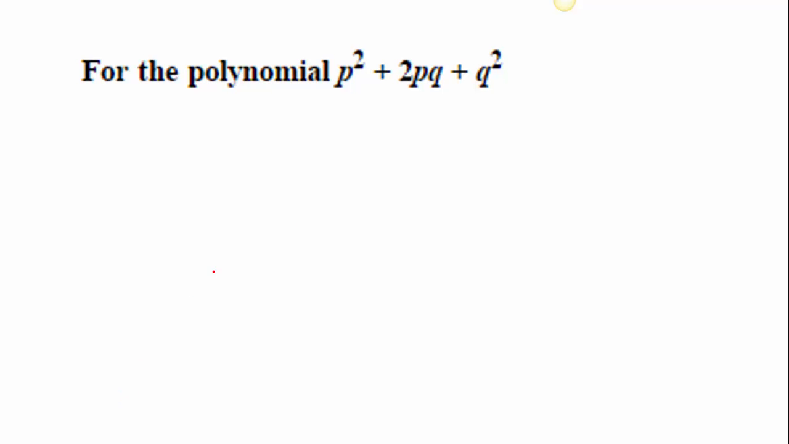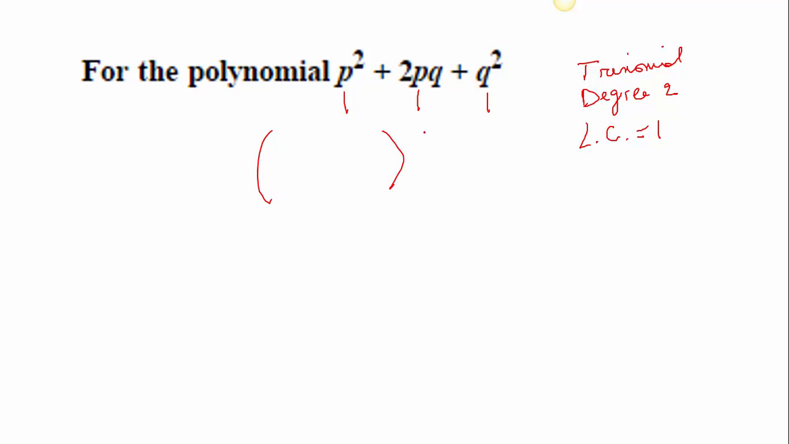Factor the polynomial p squared plus 2pq plus q squared. Now this is also a trinomial. Now it is confusing because we have two variables this time, but it's still a trinomial because you have 1, 2, 3 terms. Also the degree is 2, so that applies. And the leading coefficient is 1. Therefore we can use the same rule.